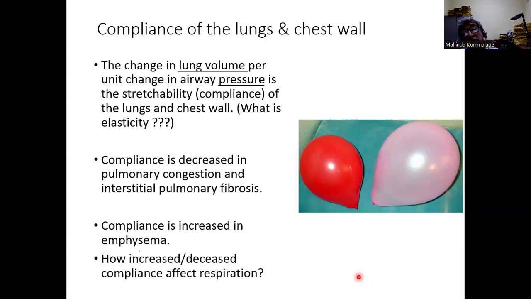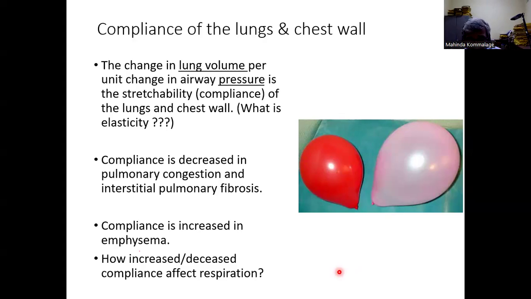Yes, which one is more elastic, or difficult to expand? Red one. The red one is more elastic. Probably it has more elastic fibers and is difficult to expand. When we say more elastic, probably difficult to expand.